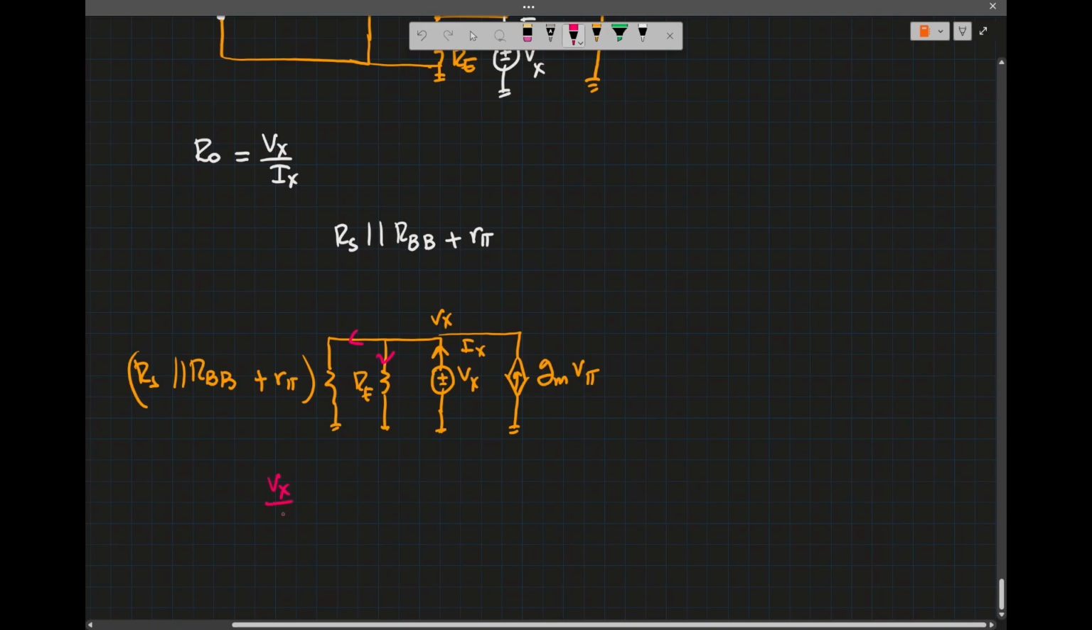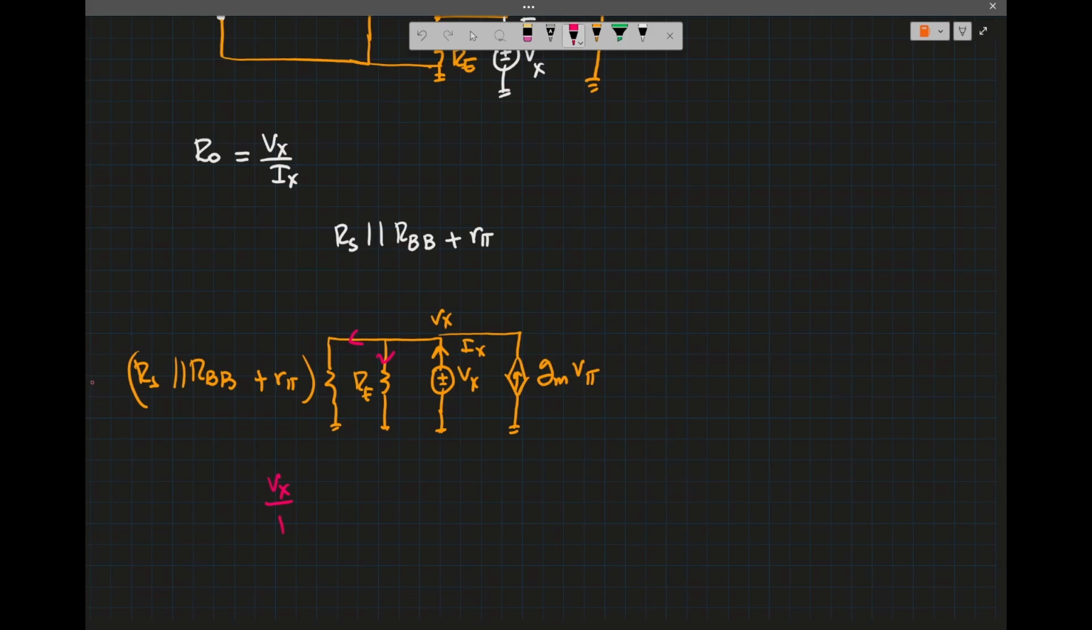So we have Vx over this, which I'll call RS1, so Vx over RS1 plus Vx over RE equals Ix plus gm V pi.